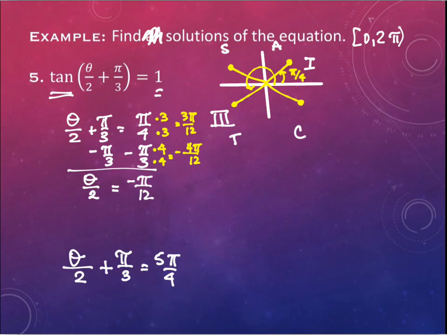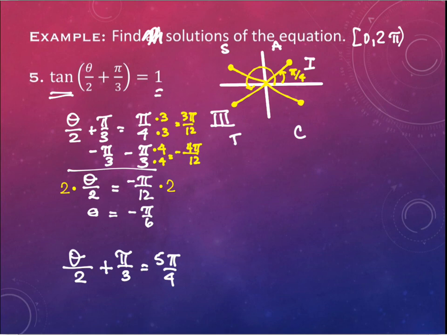What am I going to have to do to solve for theta then? Multiply by 2. This is like our last problem, right? Then we're going to multiply by 2. Now this theta is equal to negative pi over 6, which is not exactly what we want. We're going to have to fix it.